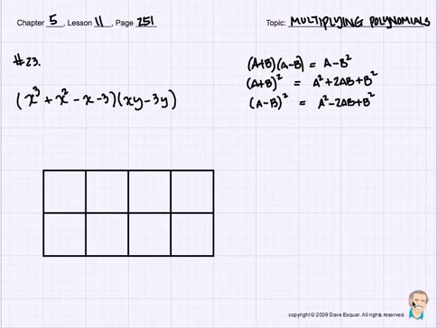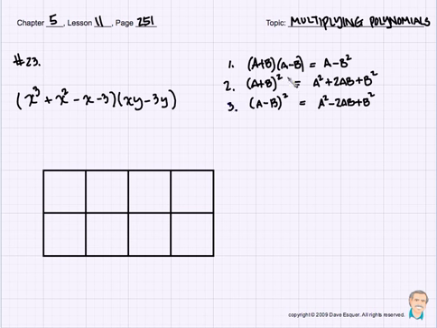Good morning. Chapter 5, Lesson 11 is on page 251. And we're still going to try to build some fluency in multiplying polynomials. We have those rules we developed from Chapter 5, Lesson 10. Number 1, let's grab a pencil. Number 1, number 2, and number 3.